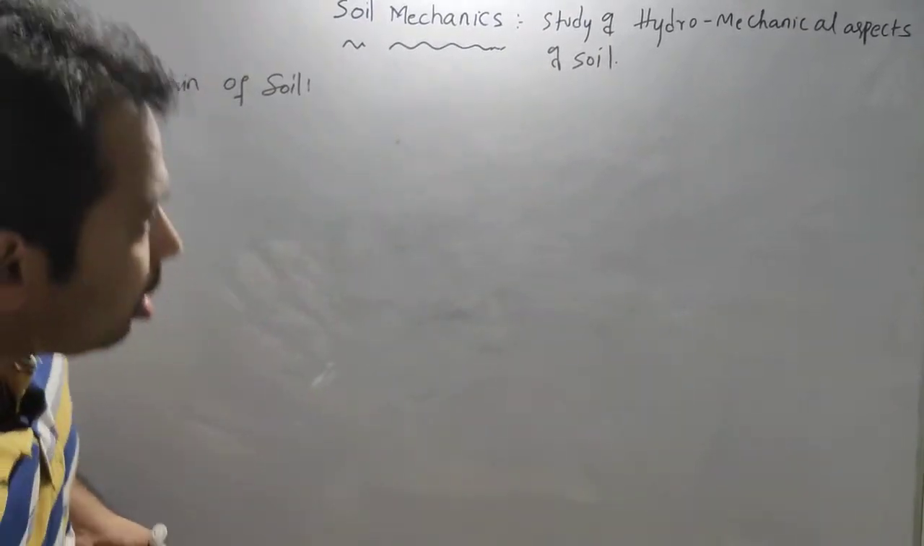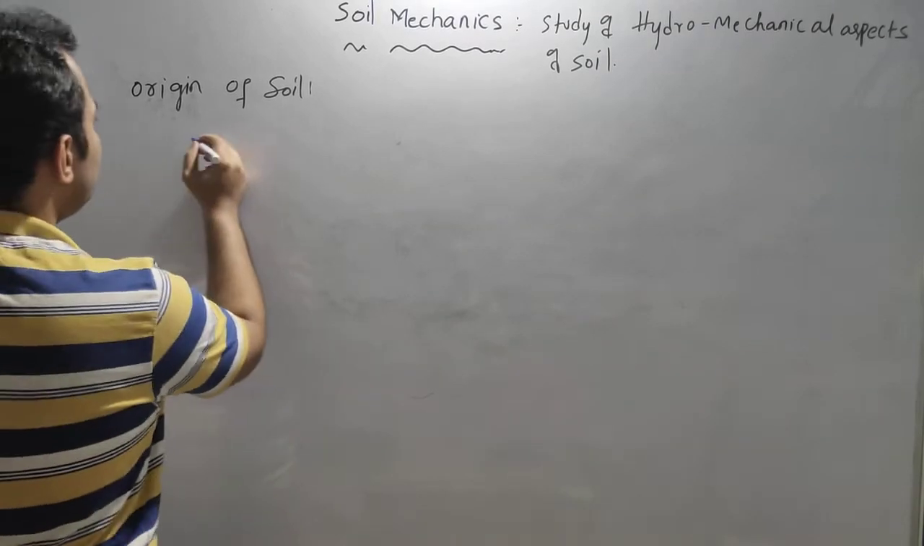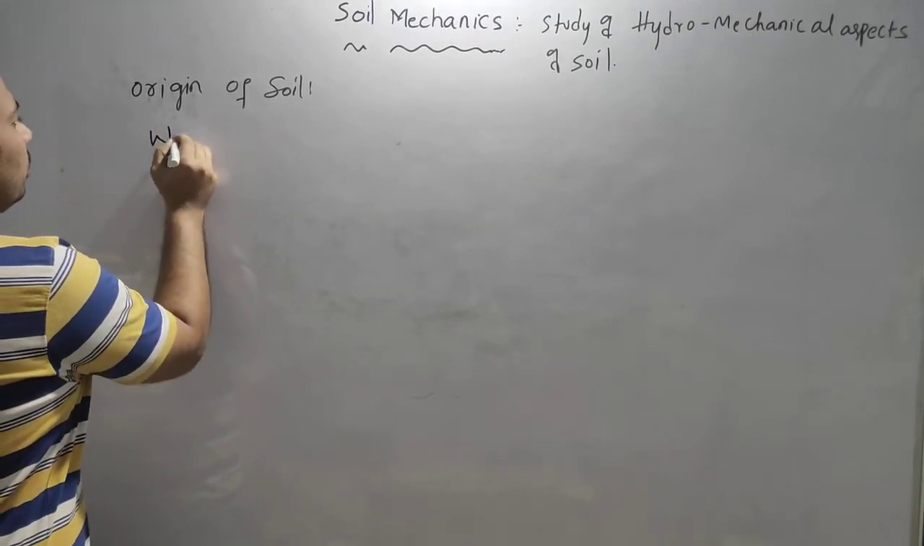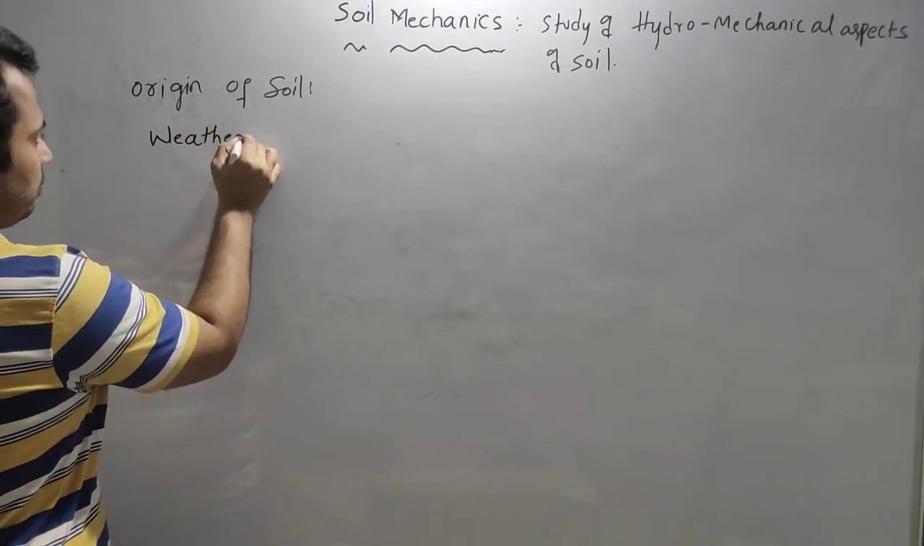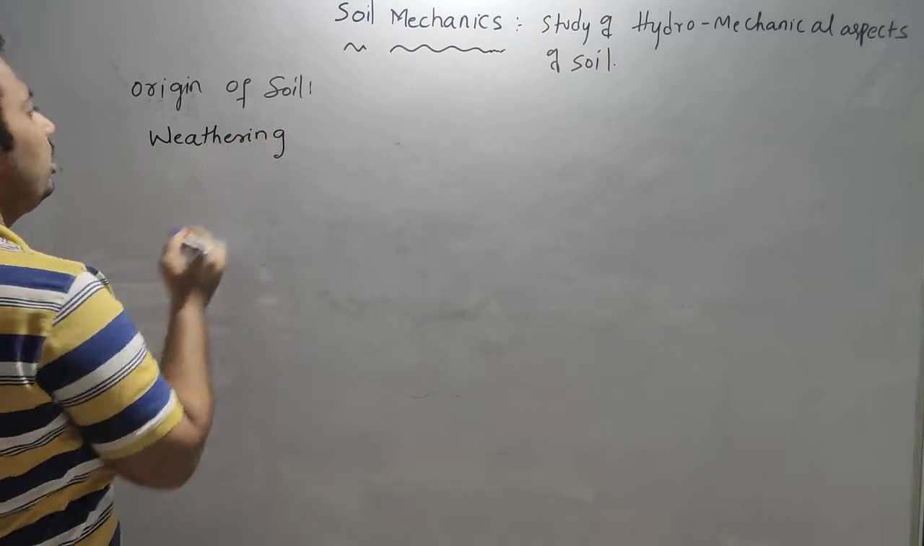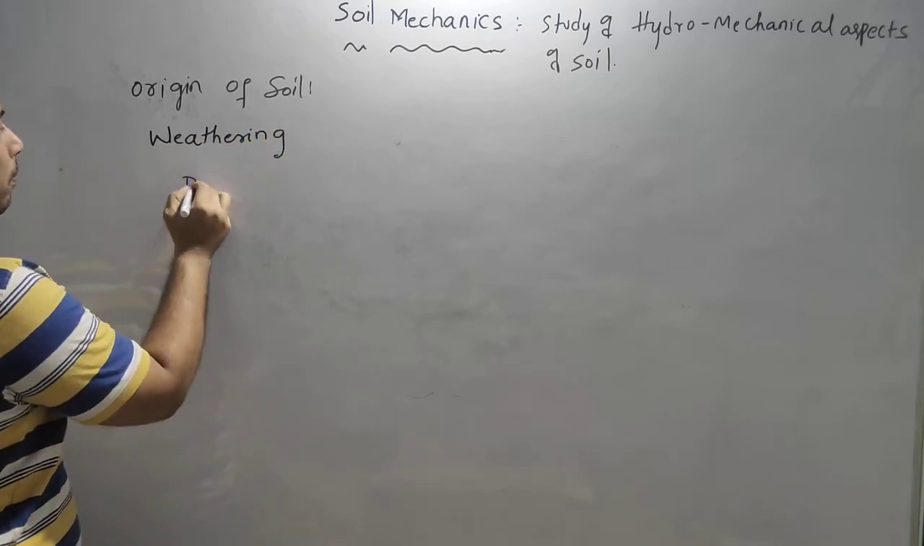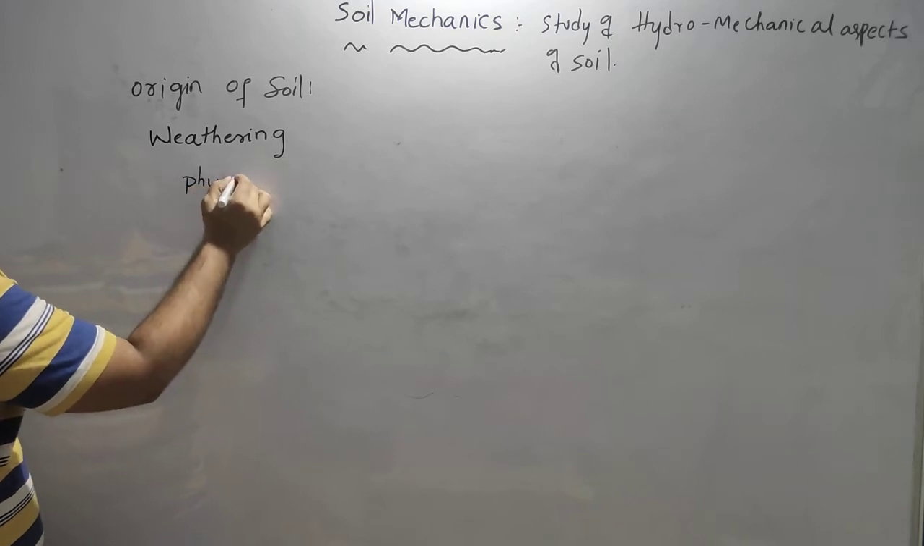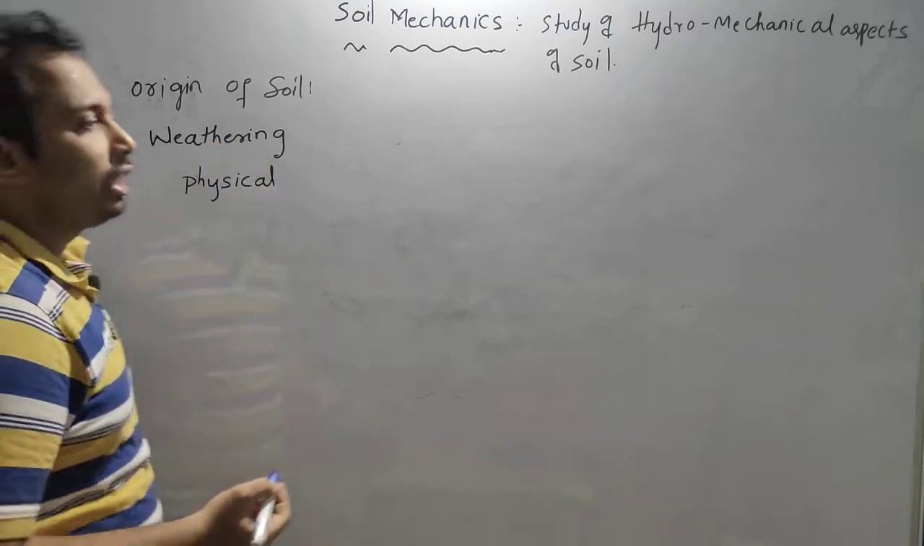See, weathering is of two types. One is physical weathering, and the next one is chemical weathering.